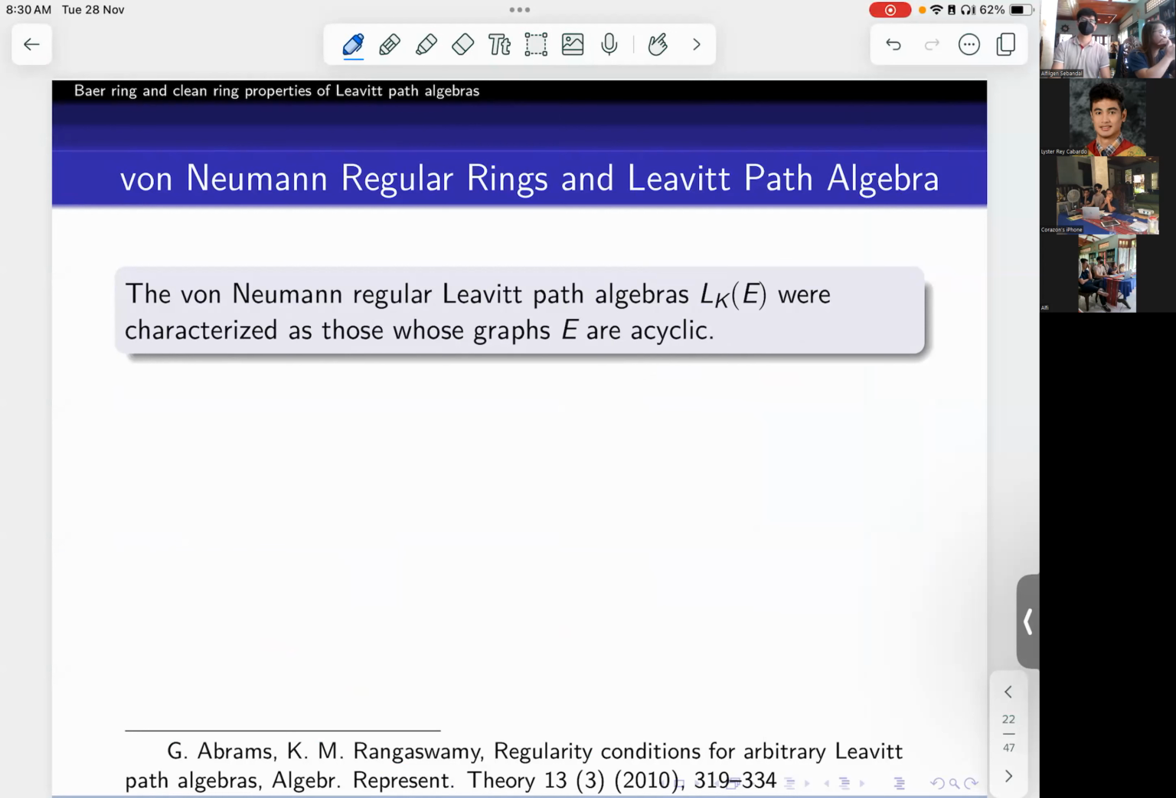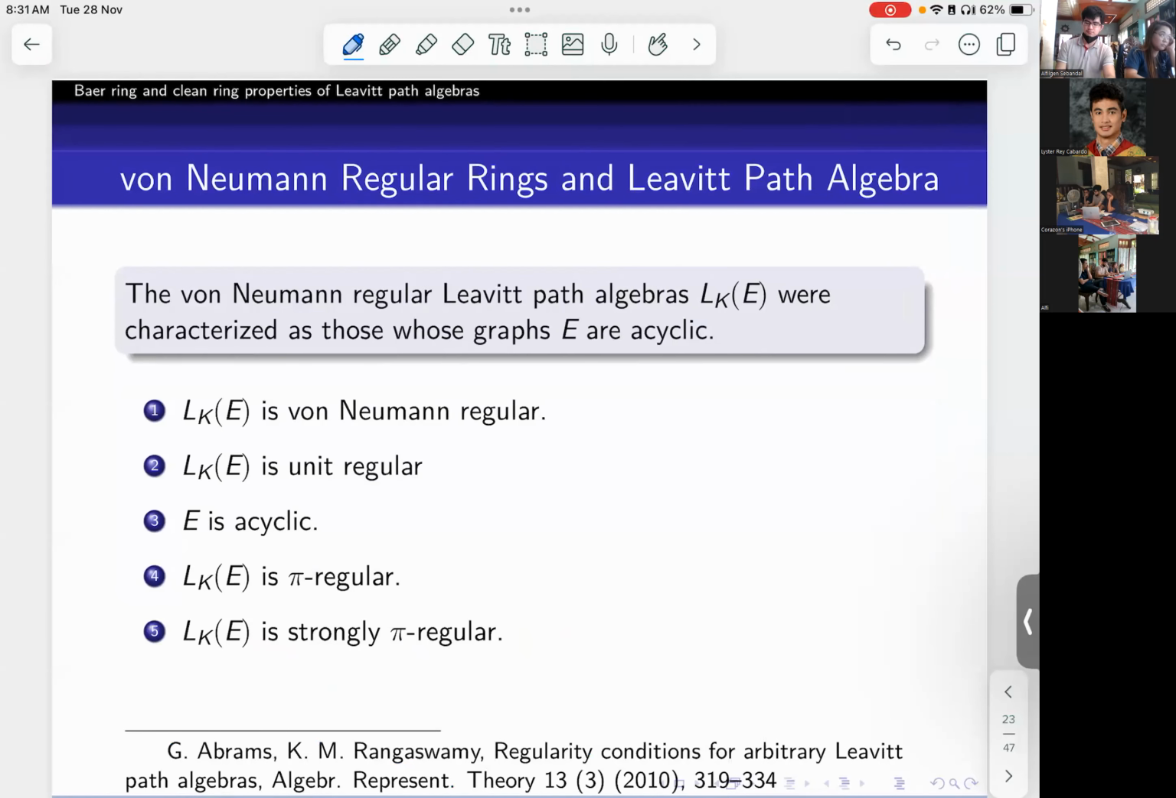Now, in the same paper, Abrams and Rangaswamy characterized von Neumann regular rings in terms of properties of Leavitt path algebras. They said that the von Neumann regular Leavitt path algebras were essentially those Leavitt path algebras whose underlying graph E is acyclic. If there are no cycles in your graph, then the Leavitt path algebra would be von Neumann regular. In fact, they proved a little more. What they proved is that it is von Neumann regular. It is unit regular. We have seen what unit regular means.